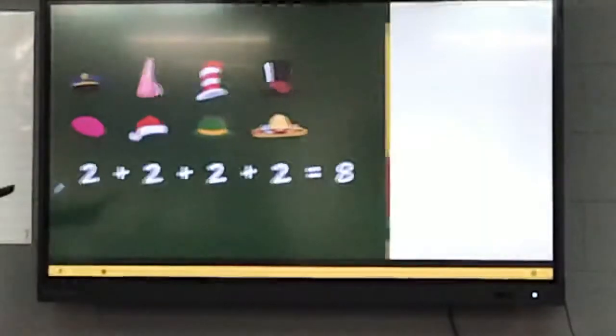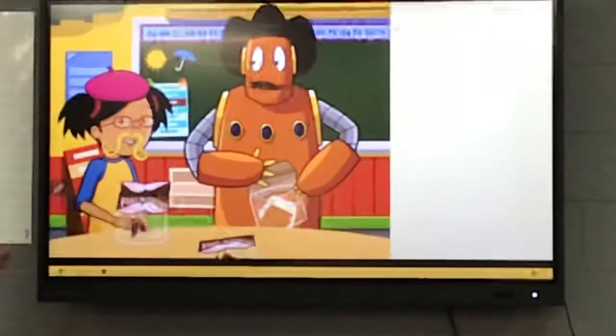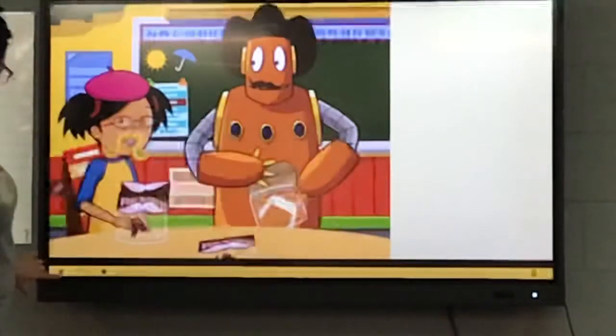Make sure I have, the volume should be up. 2 plus 2 plus 2 plus 2 plus 2 plus 2. But it's not. There we go. Helps to push play.